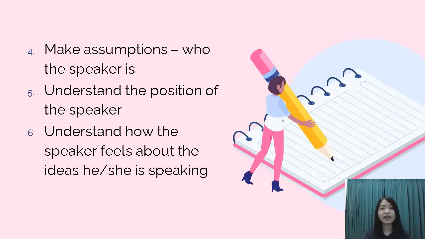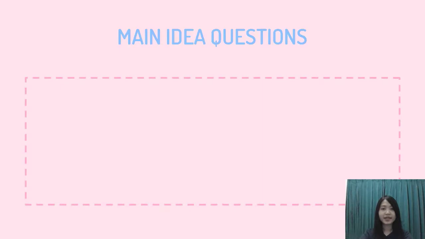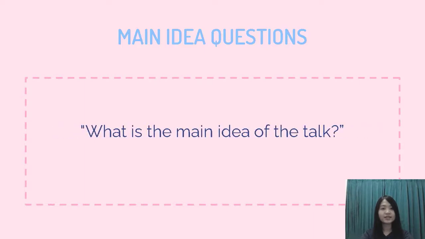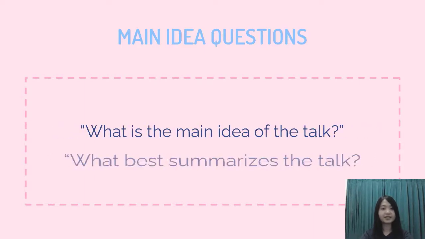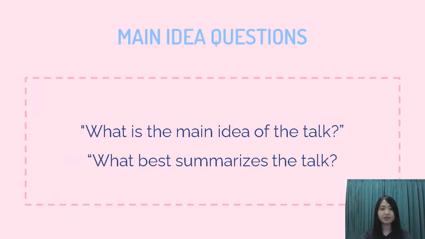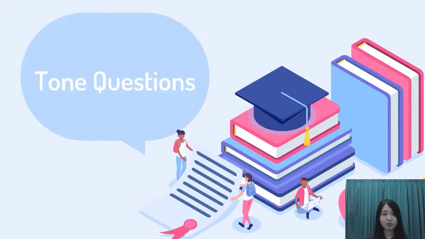Do you think the speaker likes the idea that is being taught, or do you think the speaker is upset with the idea? So by understanding the vocabulary and the attitude of the speaker, you'll be able to determine the main idea. These are examples of main idea questions that you may find while you listen. The first example is, what is the main idea of the talk? And then, what best summarizes the talk? Now let's move on to tone questions.